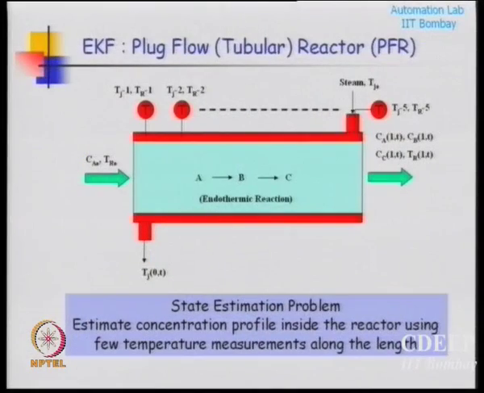So this is my plug flow reactor. What I would like to know here is the state profile, the temperature profile or concentration profile inside the reactor. How many points? If you start by taking an infinite number of points, then this is an infinite dimensional system, like a distillation column is a high dimensional system. But for practical purposes, one can discretize and create pseudo compartments.